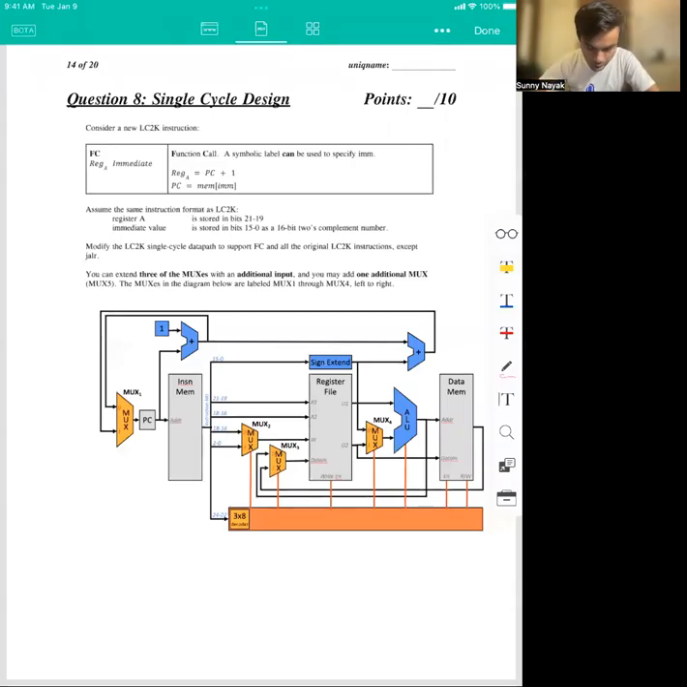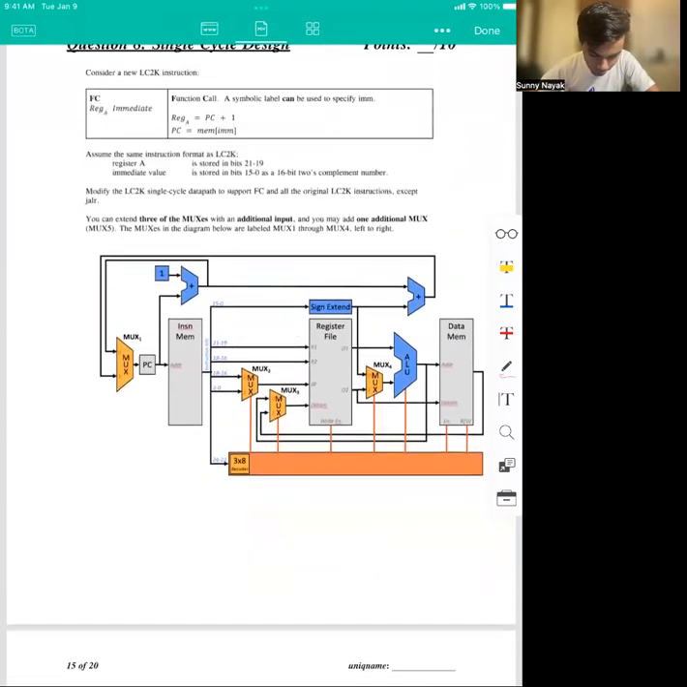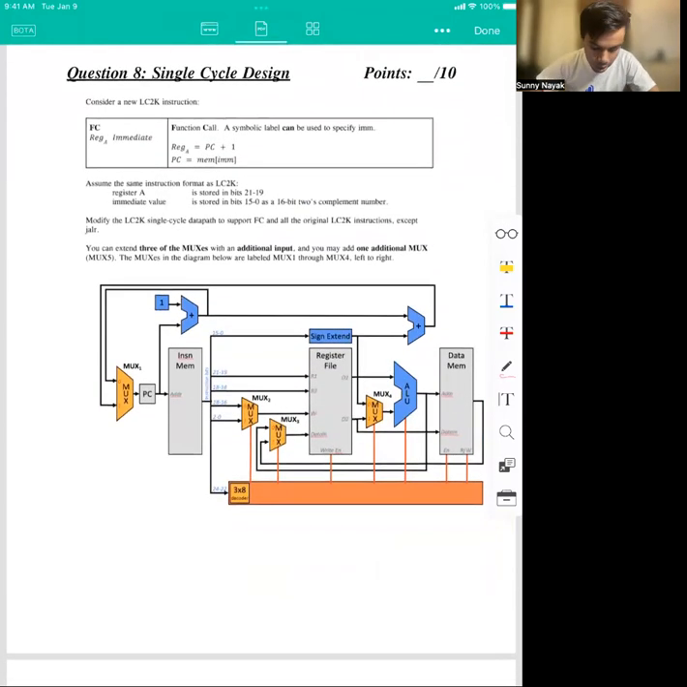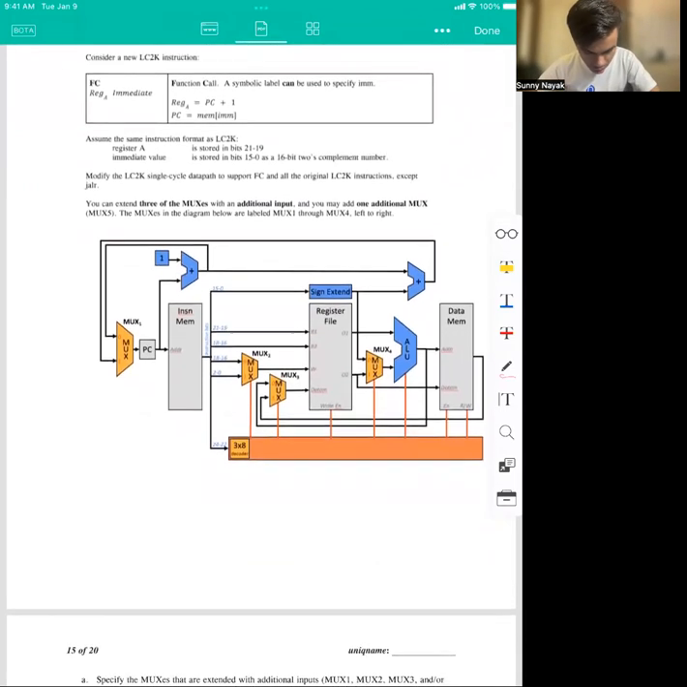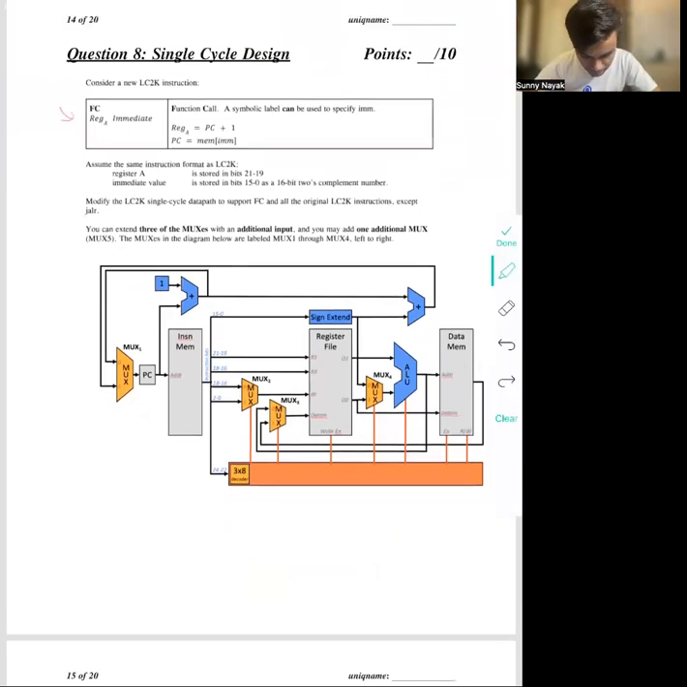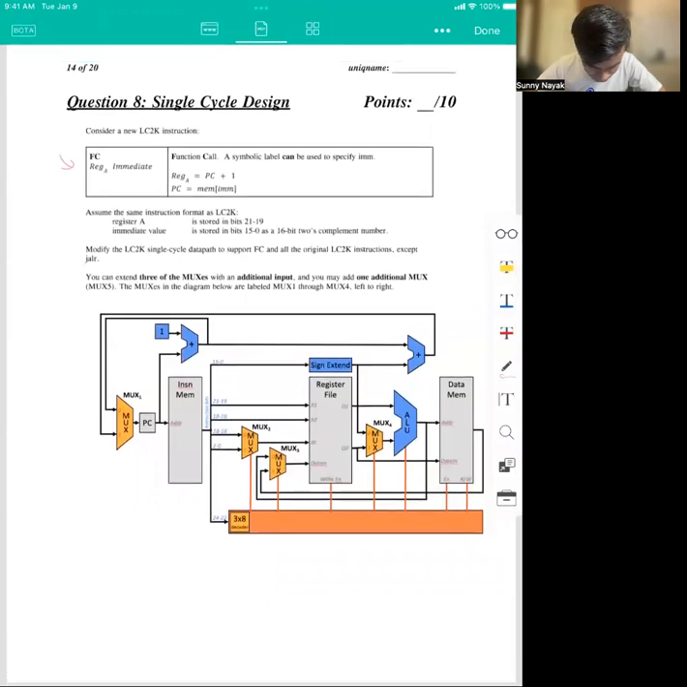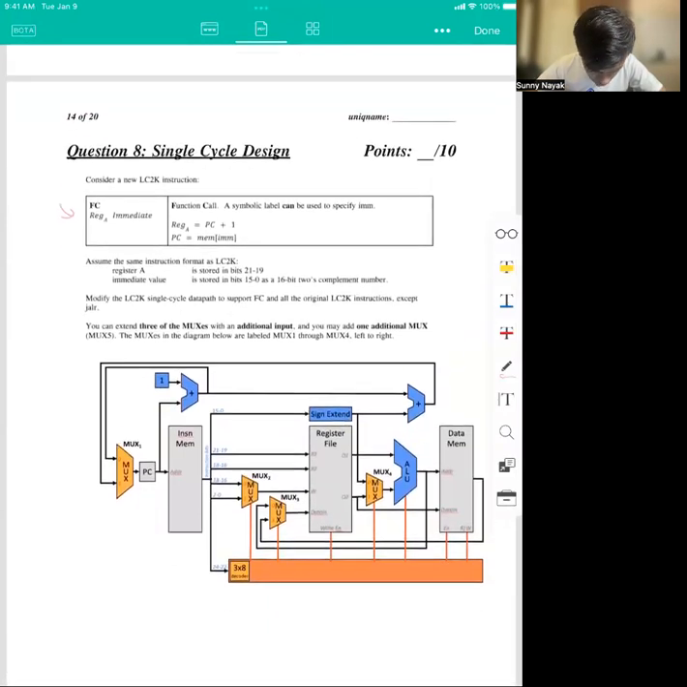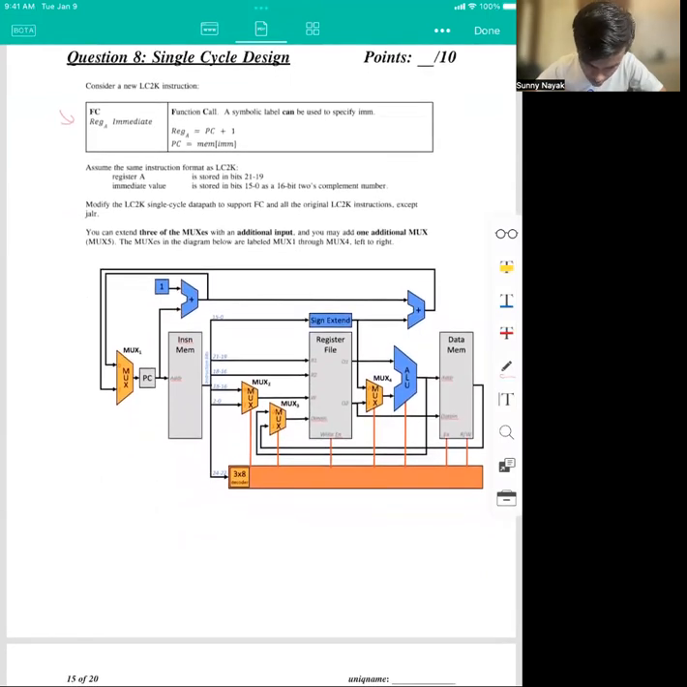Hey everybody, welcome back. Today we're going to be trying out question 8 on the fall 2021 midterm exam. The style of this question is a single cycle processor design. The idea is we're going to get a new type of instruction that we want to implement, so we're going to have to modify the architecture of our single cycle processor to support this type of instruction. This question is asking us to add an instruction called FC, or function call.